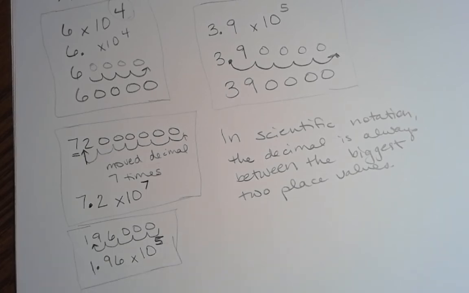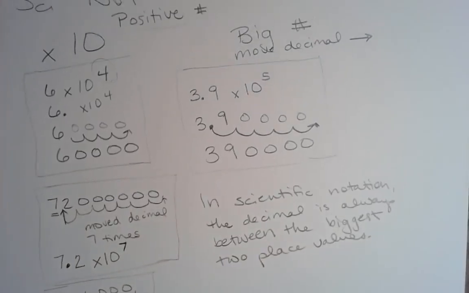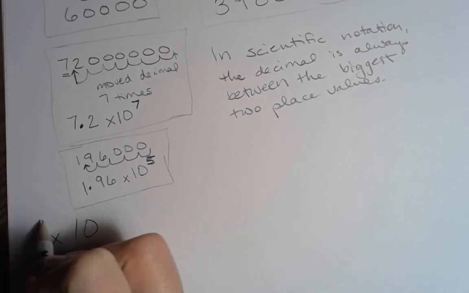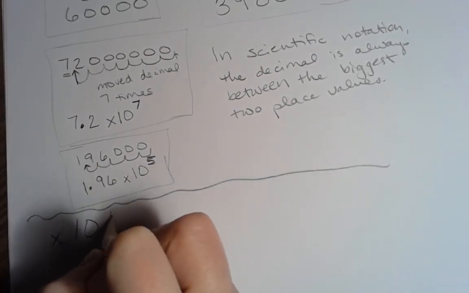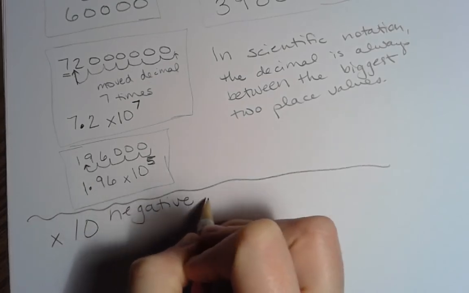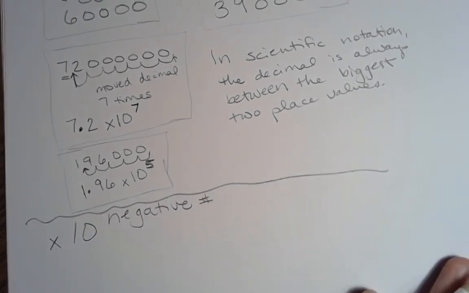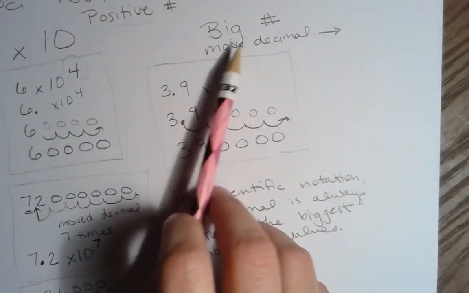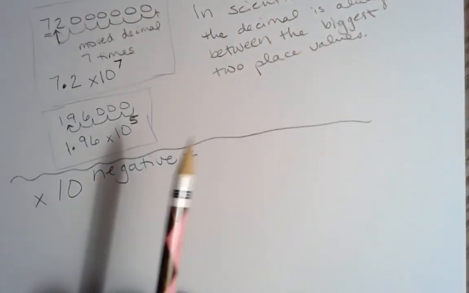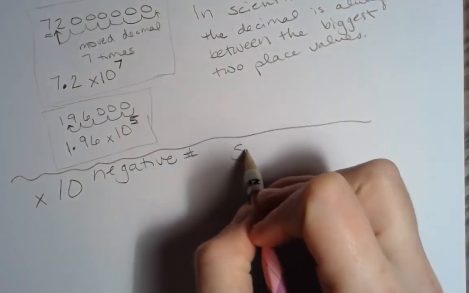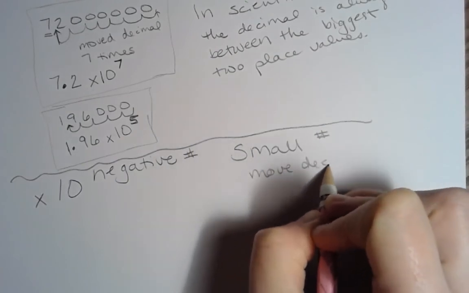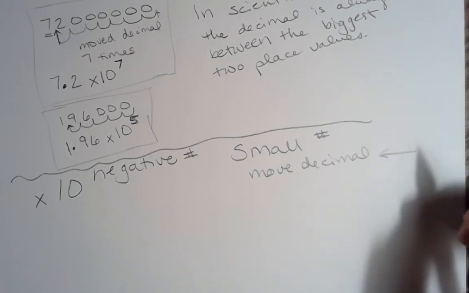Okay, so we did a bunch of examples with positive exponents of 10. If your exponent of 10 is a negative number, that means your expanded form, your actual number, is a small number. So if you've got a positive exponent of 10, it's a big number. Move the decimal to the right. If you've got a negative exponent of 10, it is a small number, and move the decimal to the left.